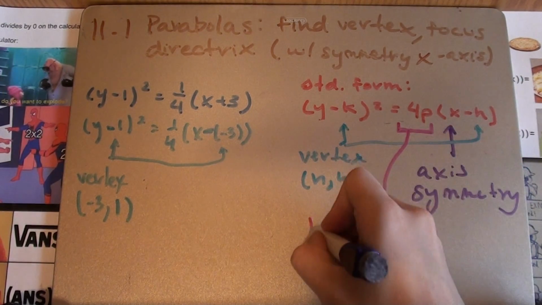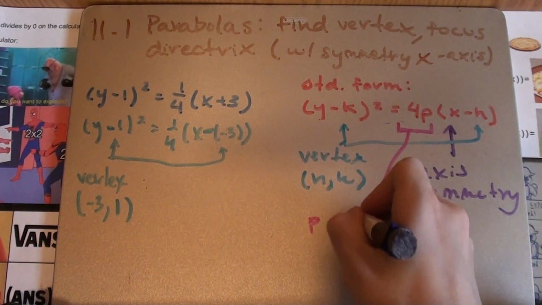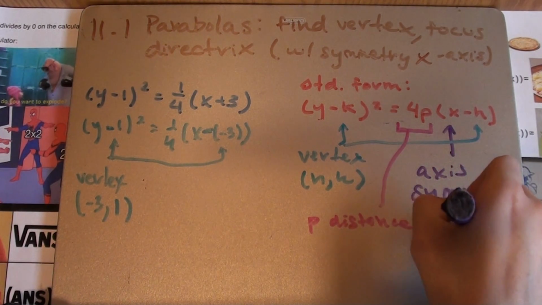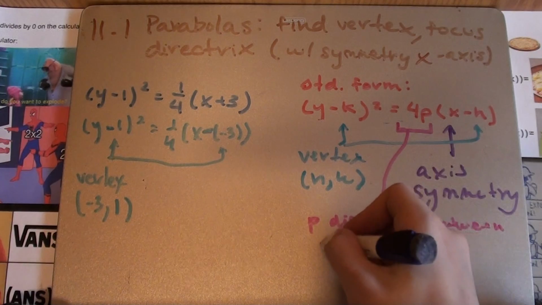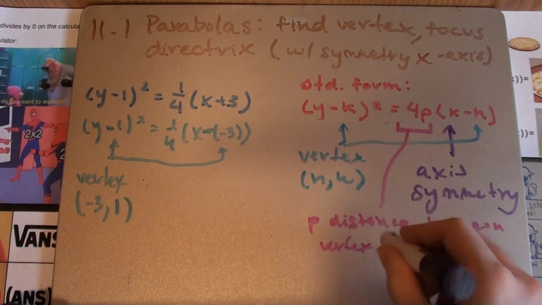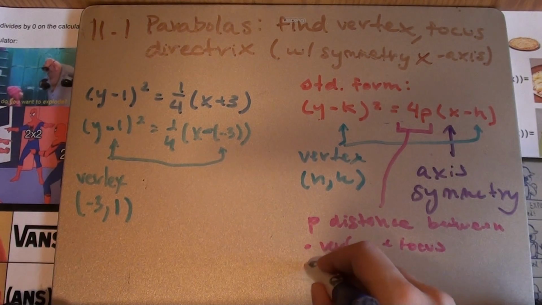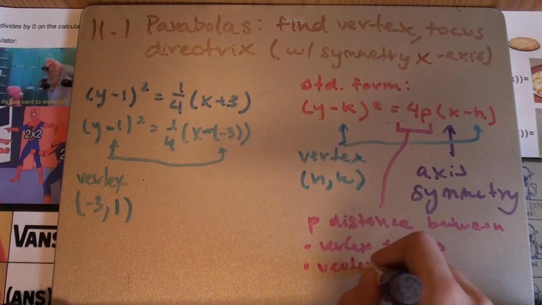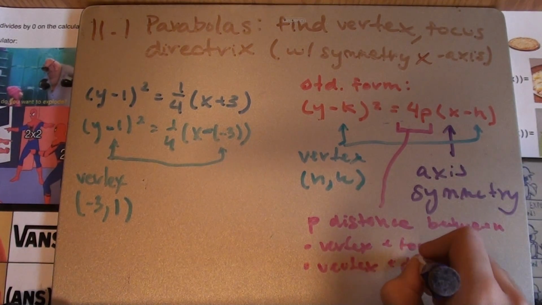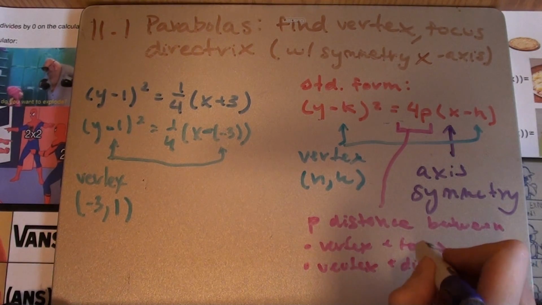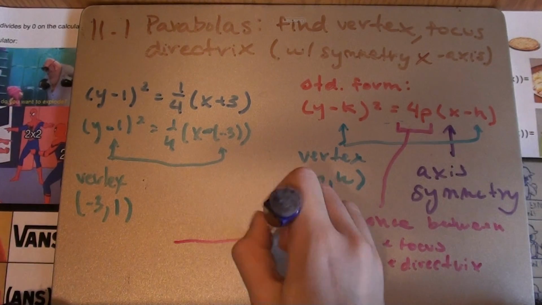Our p term tells us the distance between our vertex and our focus. And as well, we can get the distance between our vertex and directrix, because these two distances are exactly the same. And we'll see that when we graph.